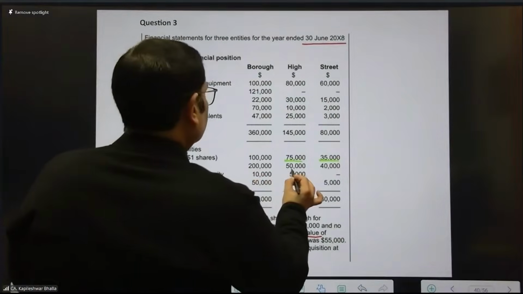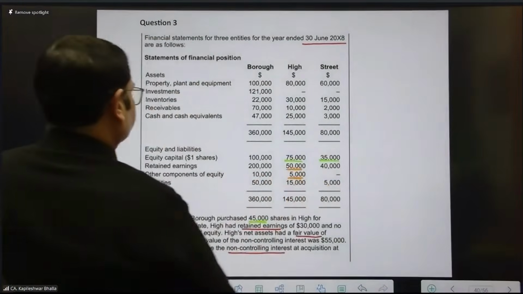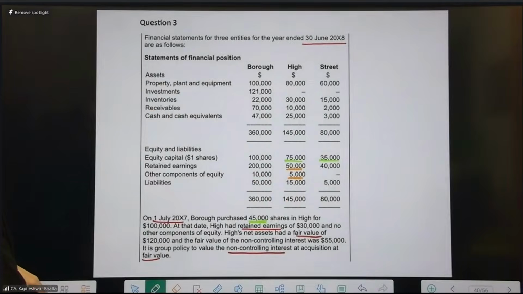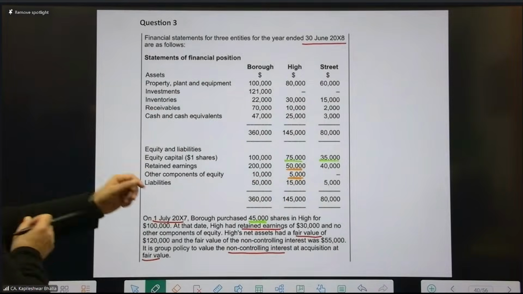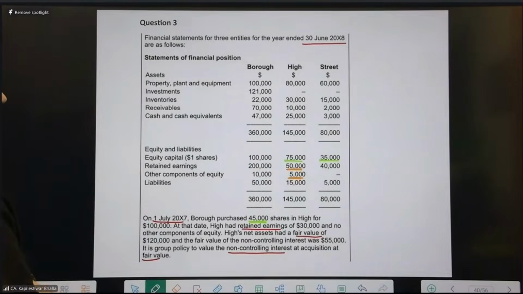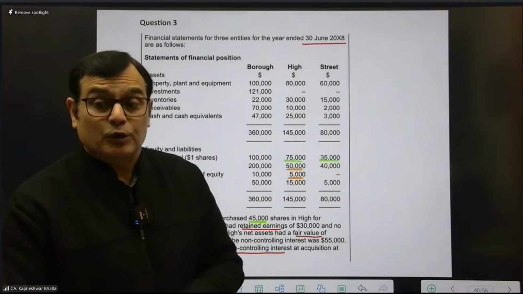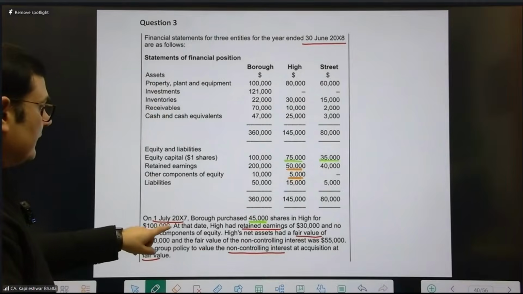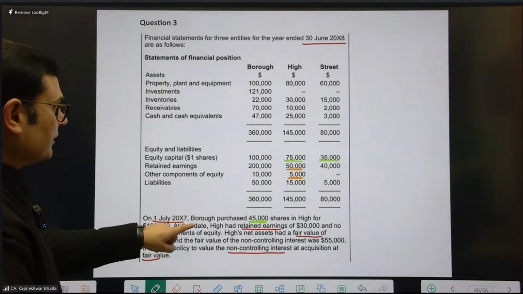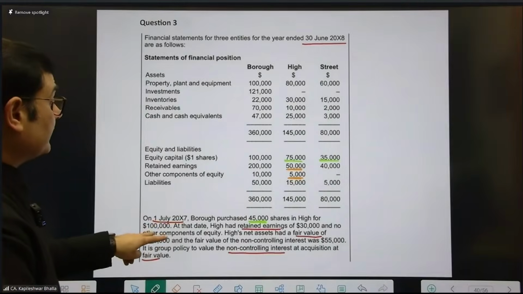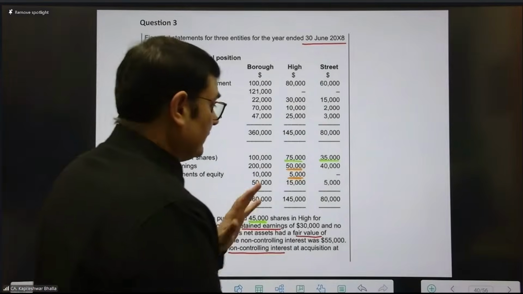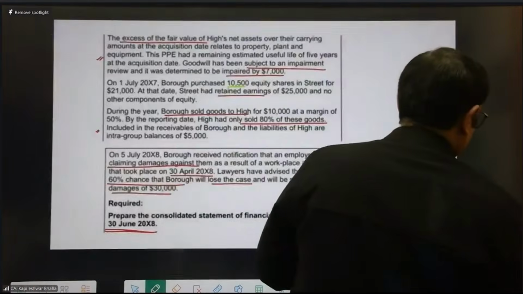So the subsidiary has got retained earnings and other components of equity. So we've got two components in other equity. One is retained earnings and the other is the other components. It says on the date of acquisition, the retained earnings are 30 and there is no other components of equity. Let's concentrate on this part only.